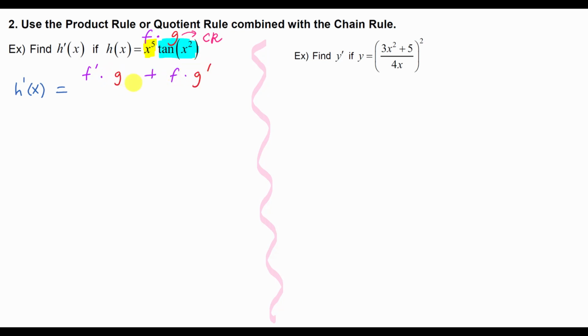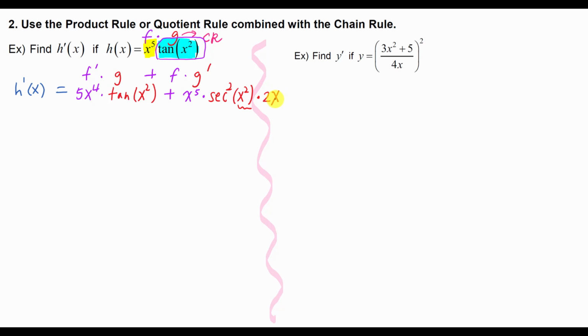Since f is x to the 5th, f prime is 5x to the power 4 times g. We just write g, so you copy tangent x squared, plus, back to f, f is just x to the 5th times g prime. Remember, this is a composition of two functions, so we need to use the chain rule on it. Take the derivative of the outer function first. The derivative of tangent is secant squared. So you will have secant squared of the input, and now you multiply by the derivative of the inner function, and since the inner function is x squared, the derivative of that is 2x.